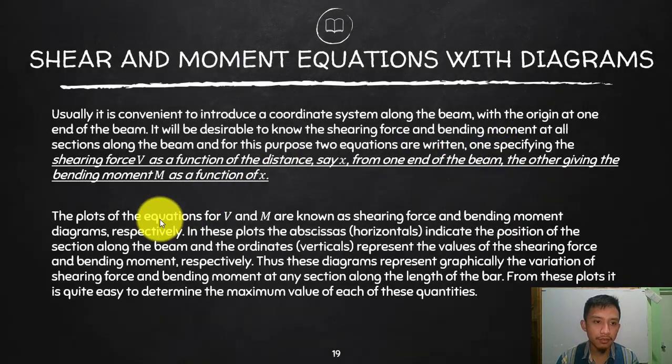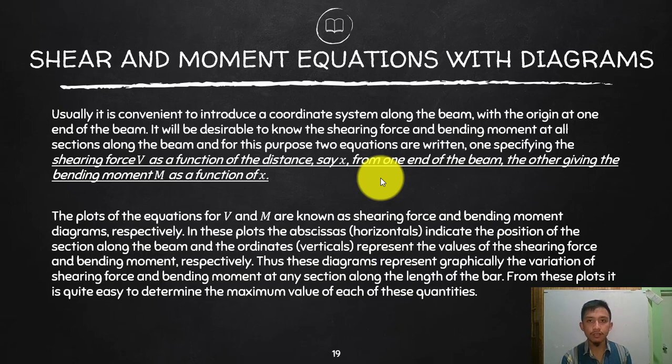Okay, so the plots of the equations V and M are known as the shearing force and bending moment diagrams. So if we are going to plot, since of course you know your equation, you can plot that one. If your equation is in terms of x and y, then you can plot that one in the x and y axis. And then the plot of that is what we call the shear and moment diagram. Of course, if you are plotting the shear equation, then that is a shear diagram.